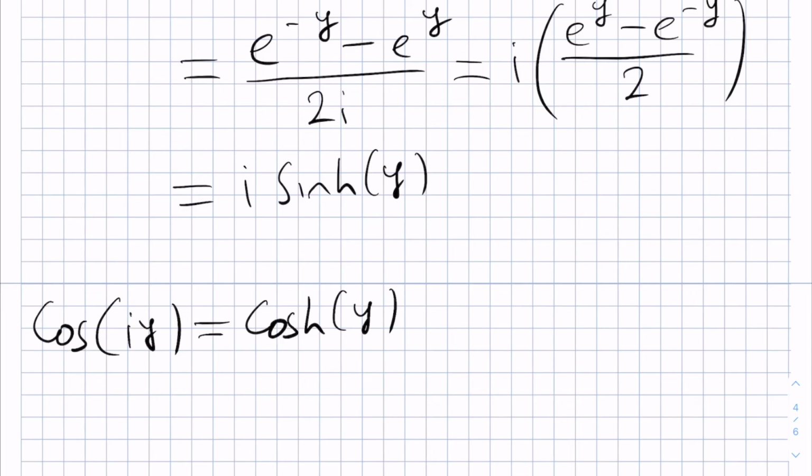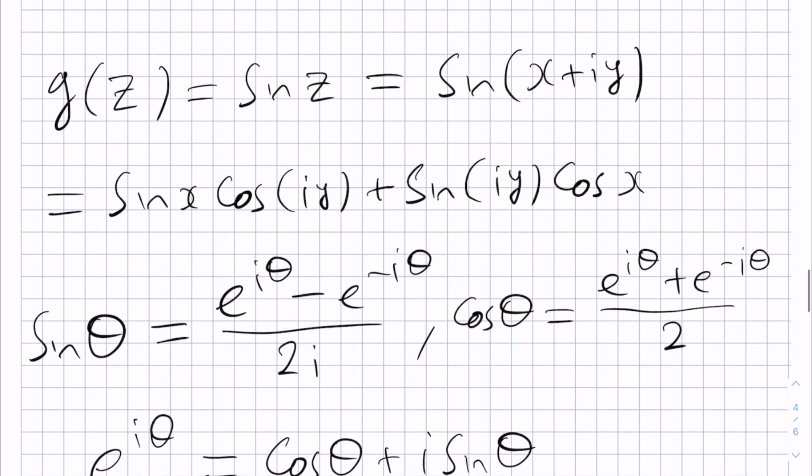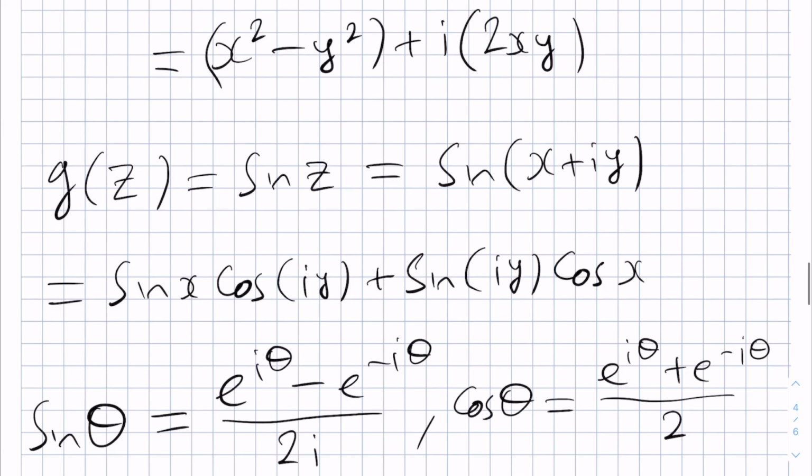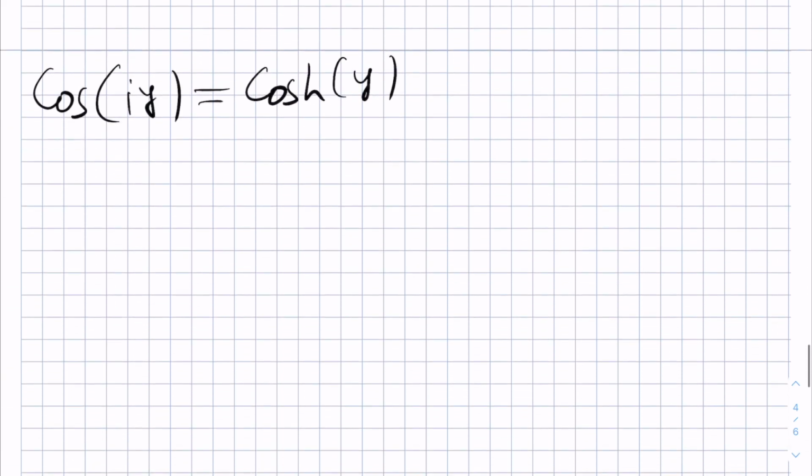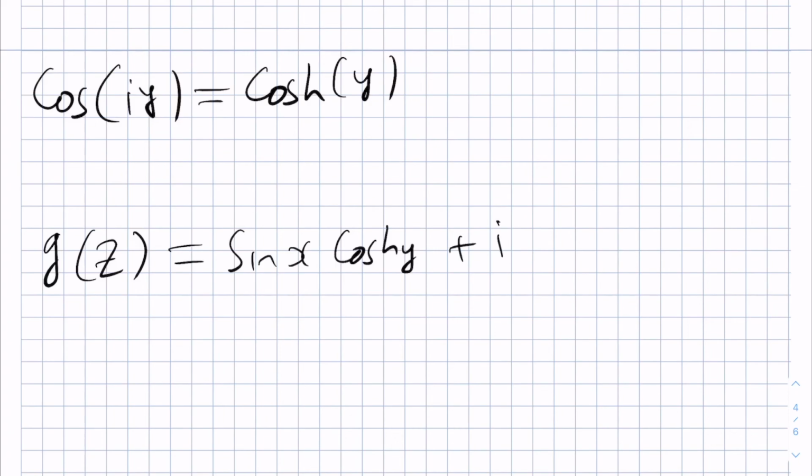If we put these results into the above that we have here for our g of z, then we get g of z is equal to sine x cosh y plus i cos x sinh y. This tells us that the real part of g of z is sine x cosh y, and the imaginary part is cos x sinh y.